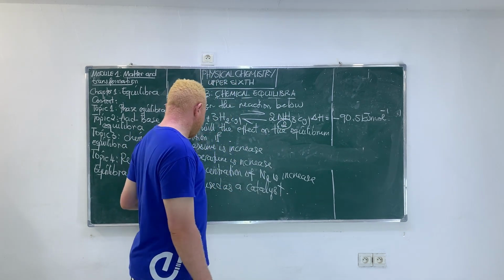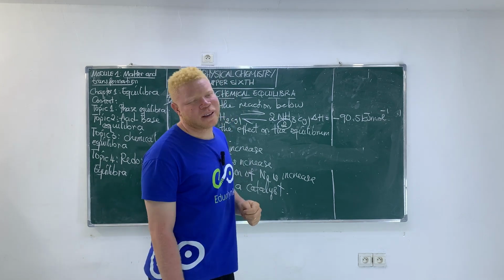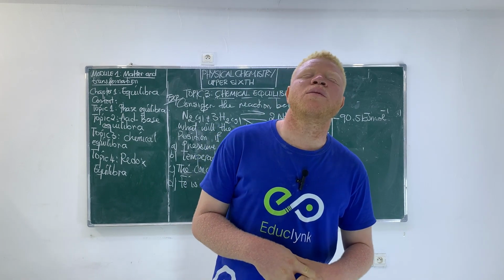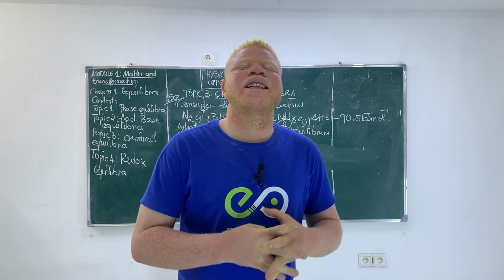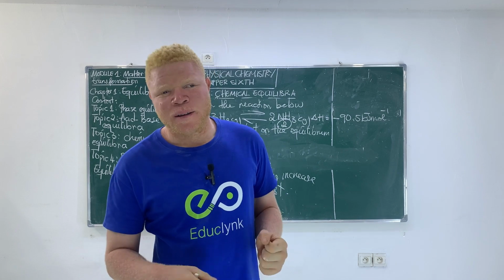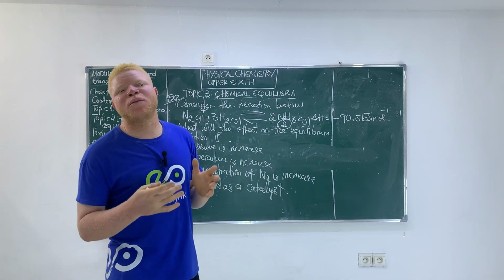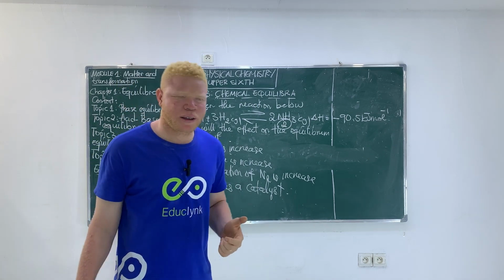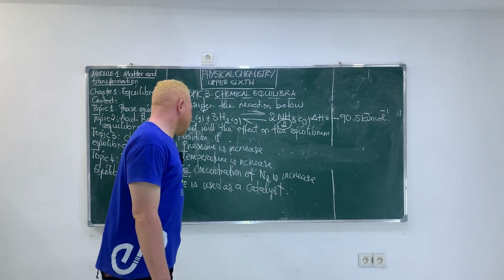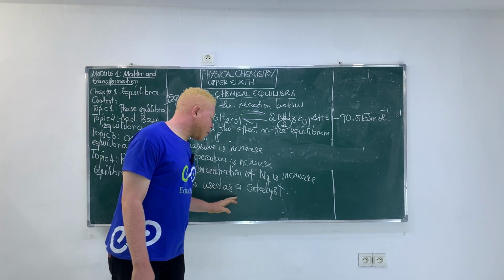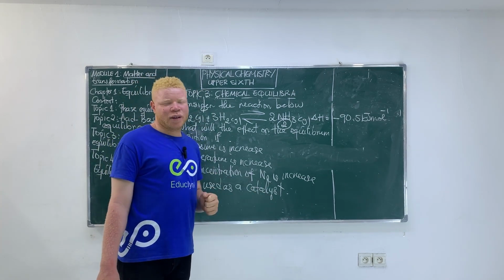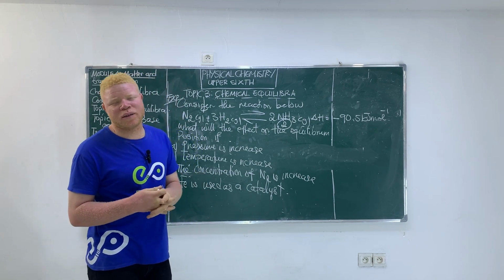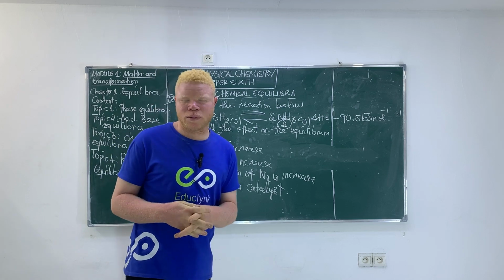Then for the last one, D, iron is used as a catalyst. Iron is used as a catalyst, meaning the equilibrium position will neither shift to the left nor to the right. A catalyst does not affect the equilibrium position. A catalyst is just there to increase the rate of chemical reaction. So here for D, we are going to say a catalyst does not affect the equilibrium position. So in a nutshell, that is the correction of the exercise I've given to you.